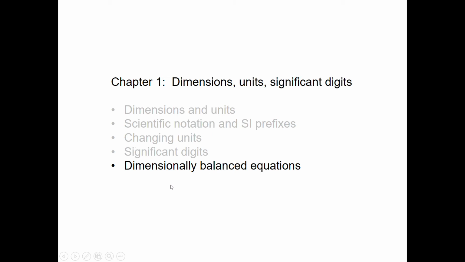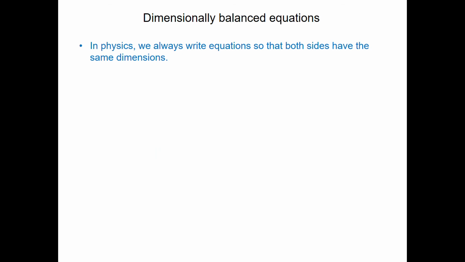And now the final topic in this lightning quick, just touching on a few topics in chapter 1, is something called dimensionally balanced equations. And I don't remember what Giancoli calls it or how he addresses it in there, but this is something that will help us simplify things as we go on. So we're in physics, and this is certainly true in Giancoli, we're always going to write equations in such a way that both sides have the same dimensions when you look at the variables in the equations. So let's take an example.